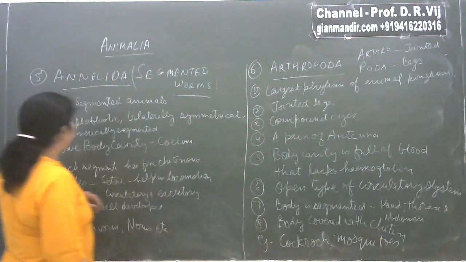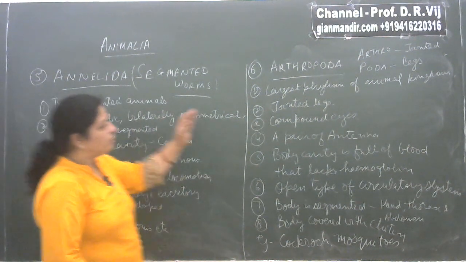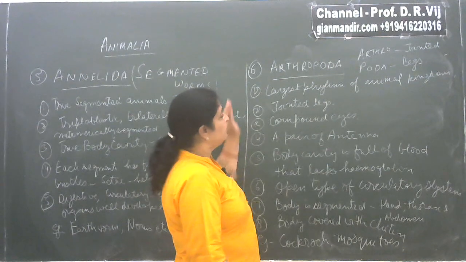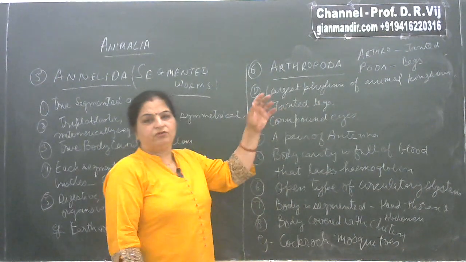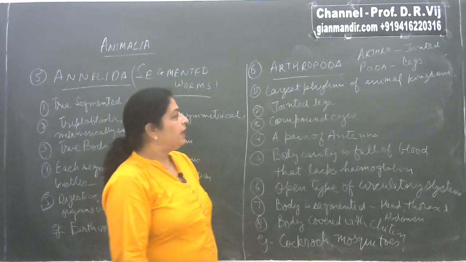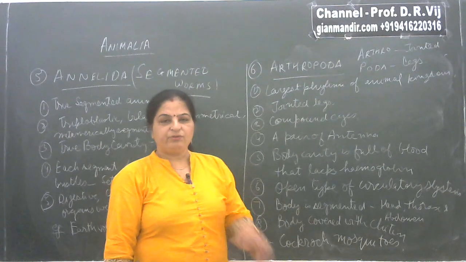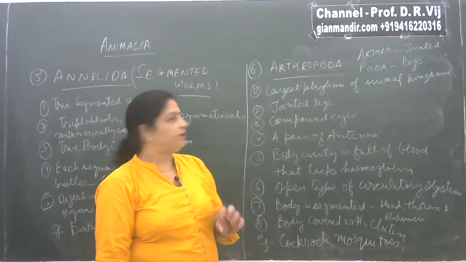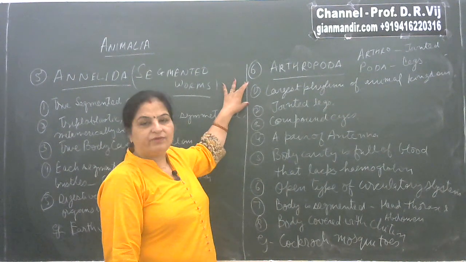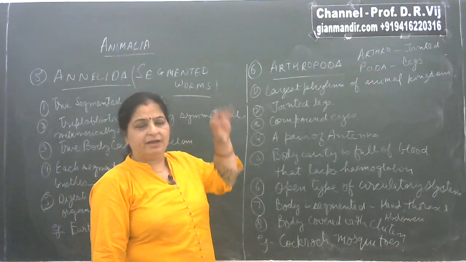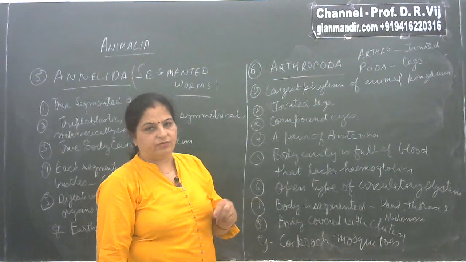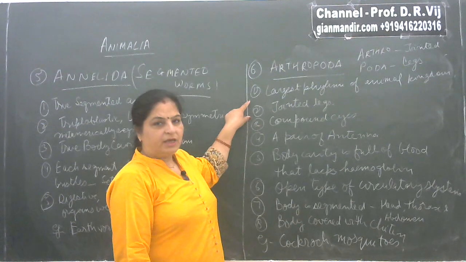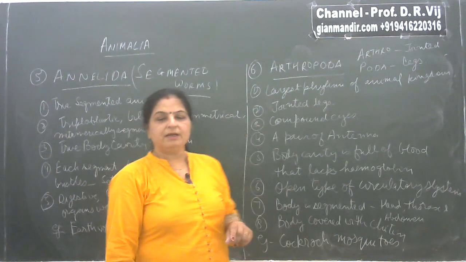So here we have seen Arthropoda. The name arises from the term arthro means jointed and poda means legs. So their special feature is that they have jointed legs. The largest phylum of animal kingdom, containing approximately 80% of the animals, they have jointed legs and compound eyes.